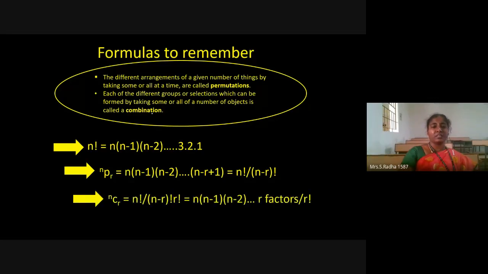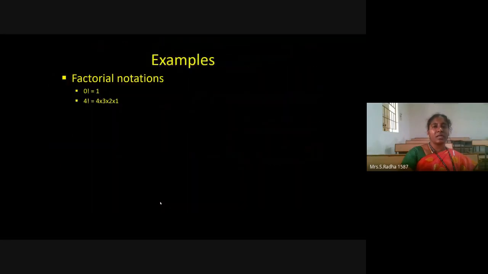nPr means permutations, nCr means combinations. In nCr, the formula is n factorial by n minus r factorial into r factorial; r factorial is the extra thing we will have in the denominator. Compared to permutations, one more r factorial will come in the denominator. This is about combinations. And 0 factorial value is 1.